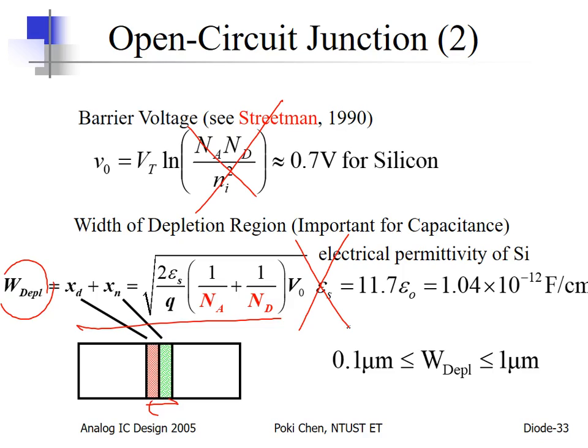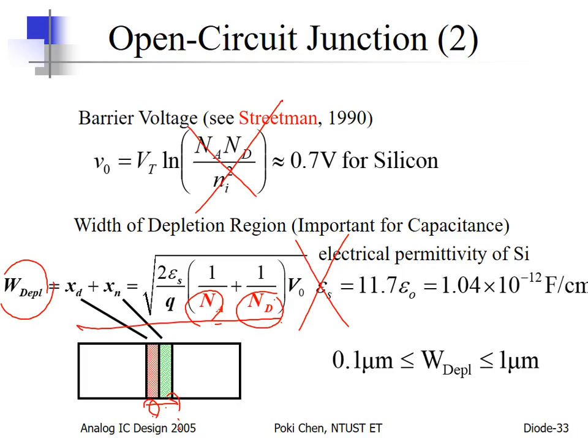What kind of good understanding do you need? The depression width is inversely proportional to the doping concentration. Got it? The higher doping means what? The narrower depression region for each side. On the contrary, the less doping means the wider depression region. All right? That is a very important idea.